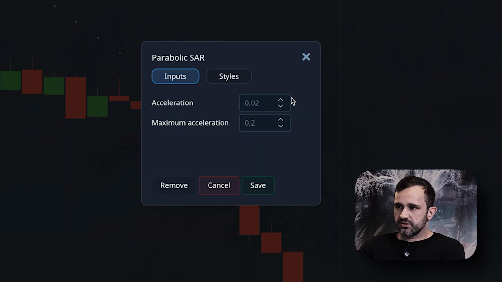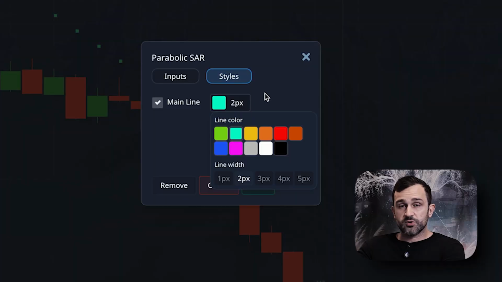Parabolic SAR shows the direction of movement and the moment it may change. I set acceleration to 0.03. This makes the dots more sensitive. Maximum acceleration 0.3. This prevents the indicator from becoming too sharp. This way, parabolic SAR reacts faster but doesn't flip on every bit of noise. For the style, I'll make the indicator dots blue and brighter.